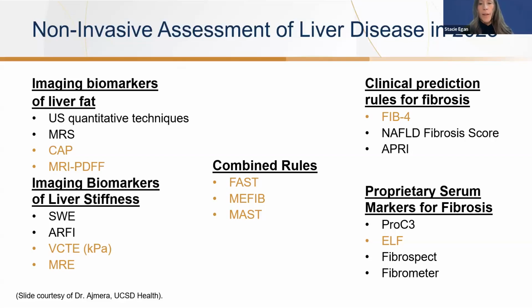with fibrosis. There are some proprietary serum markers of fibrosis, notably the ProC3, the ELF, the FibroSpect, and the FibroMeter. ELF is something that I use in my clinic, especially if I've ordered another test and I'm not quite sure where my patient is on the fibrosis scale. And then you can use some combined rules, FAST, MEFib, and MAST.